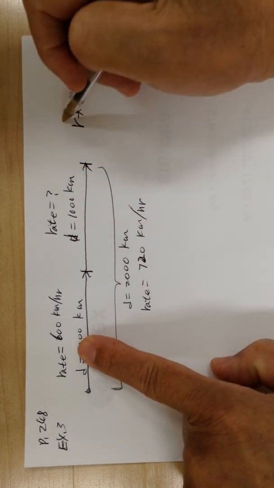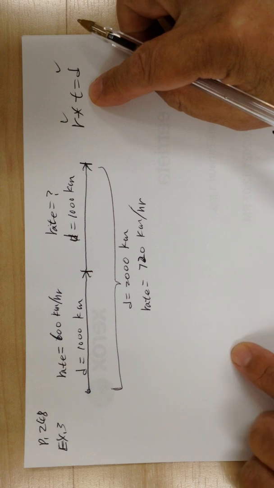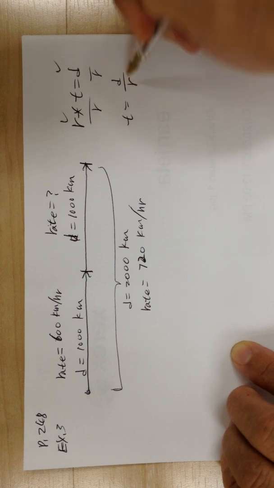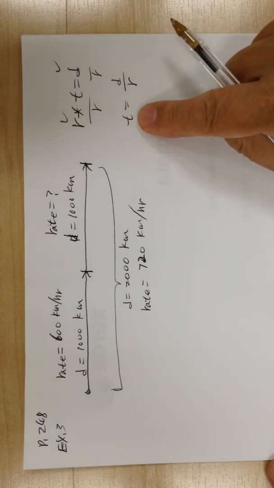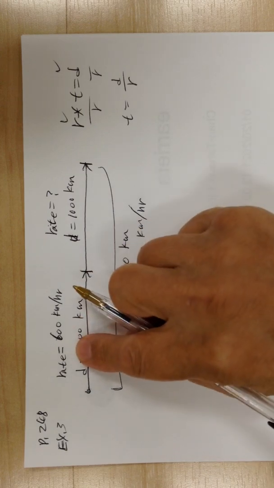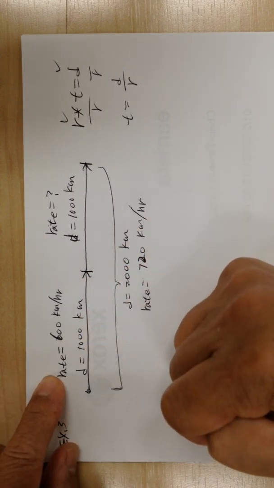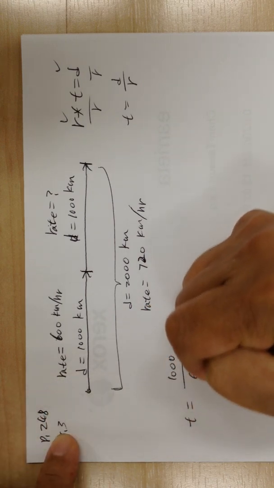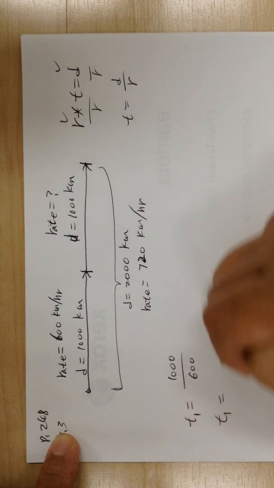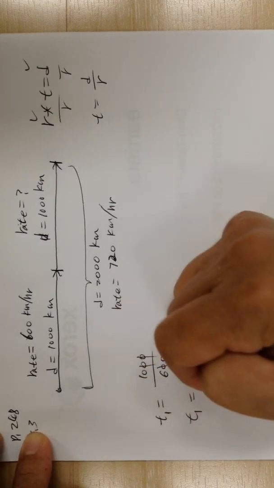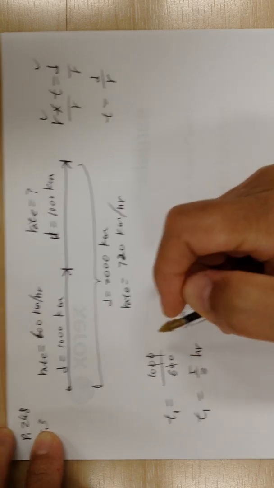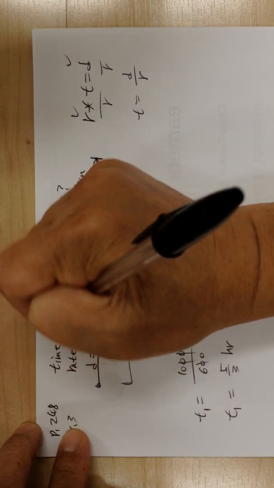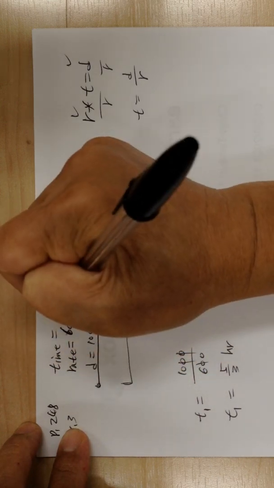Now if you look over here, we know the rate, we know the distance, we can find time, right? If you divide both sides by r, time will equal the distance divided by r. So let's go and do that. The time for the first part equals the distance divided by the rate. So T1, the first half, will equal 5/3 hours. So we can put down over here, time equals 5/3 hour.